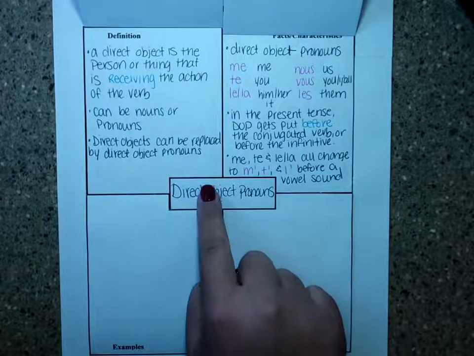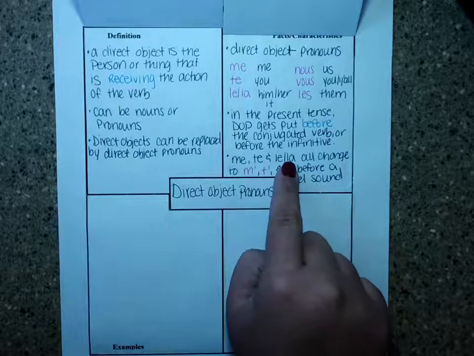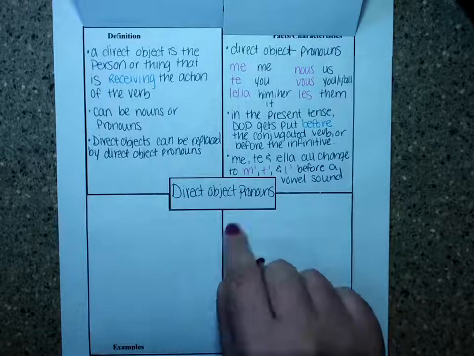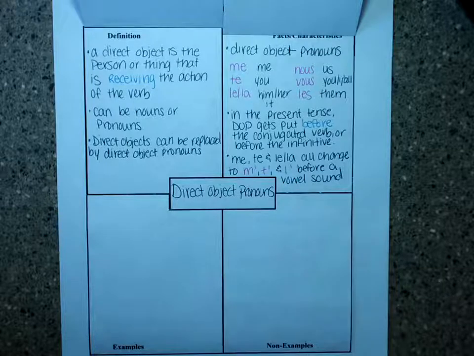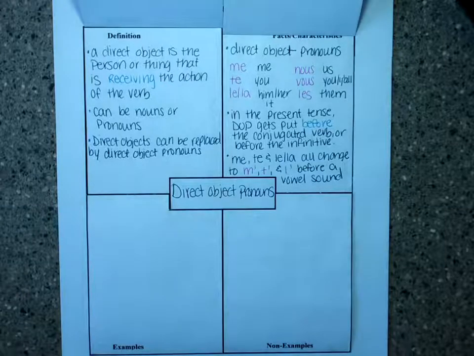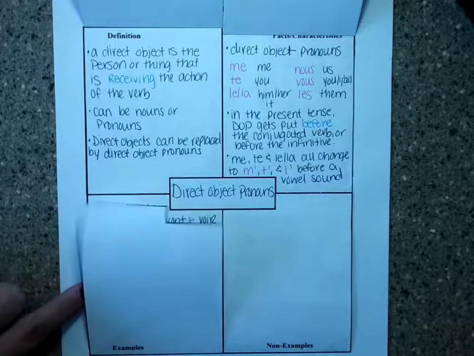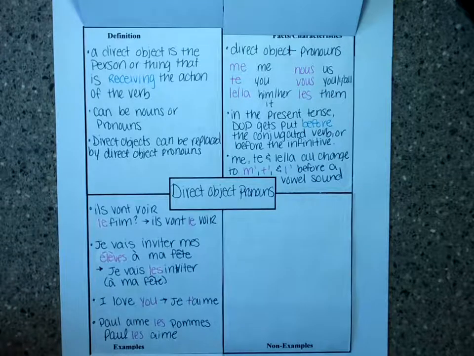Also, me, te, le, and la are all going to change to m apostrophe, t apostrophe, or l apostrophe when there's a vowel sound. So keep that in mind. It's not do or die, but make sure that you know that those are going to change so that they still are the same thing. If you just see the m apostrophe, you know that it means me. It's just abbreviated because there's a vowel. So let's do some examples. I have some written down, and we'll do some more together.